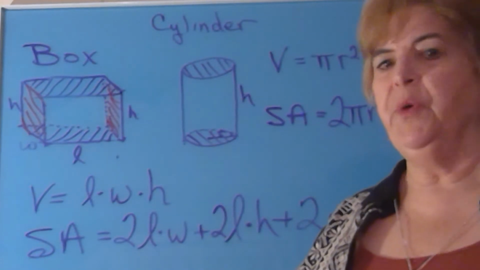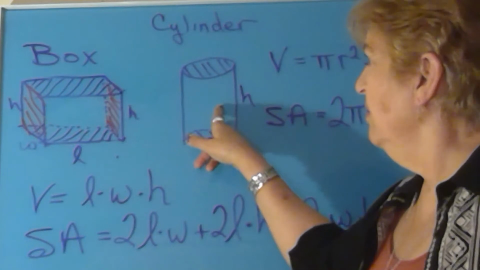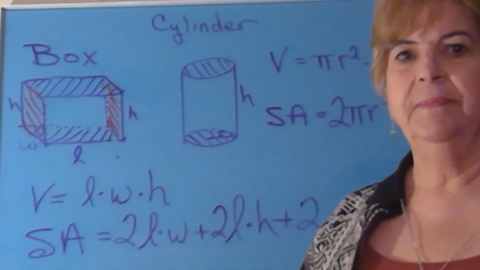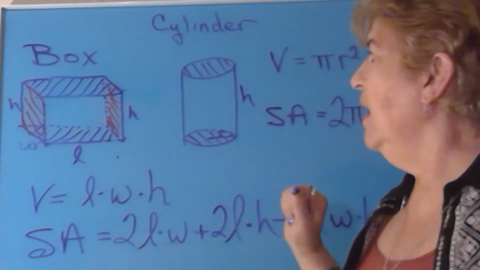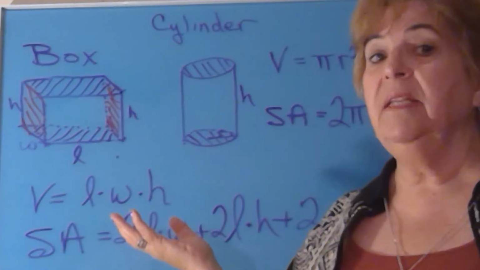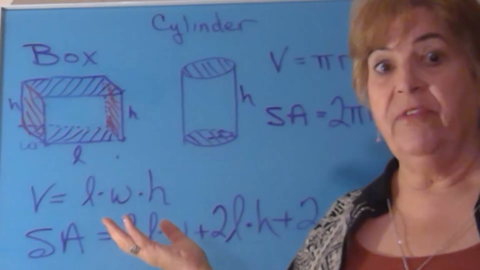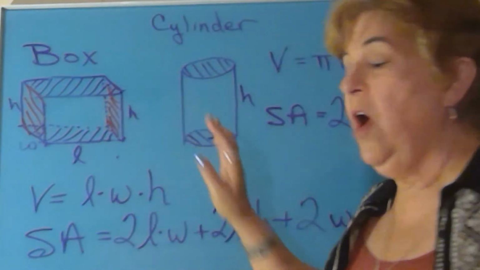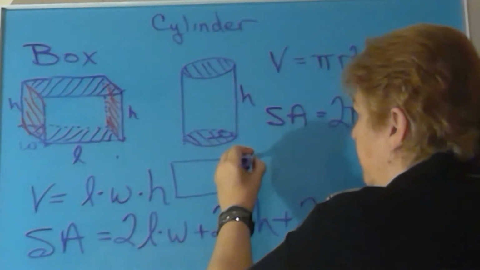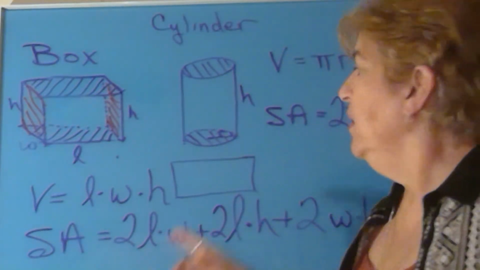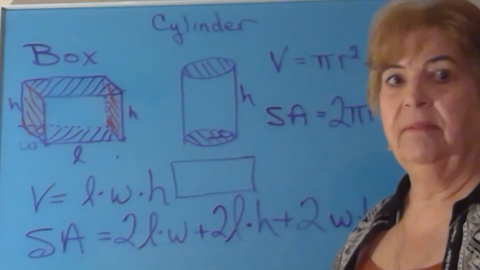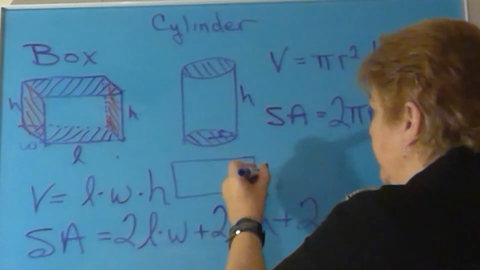Now, with a cylinder, we have to find the area of the sides. Think of a can, maybe a soup can, because it has a label on it that can be taken off. If you take the label off, what do you have? You have a rectangle. The height of the rectangle only depends on how tall the can is. So the height of the rectangle is the same as h.